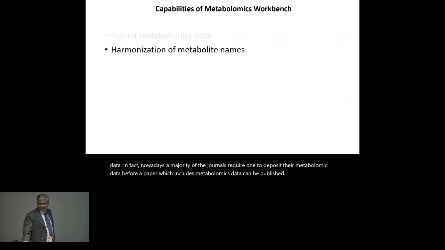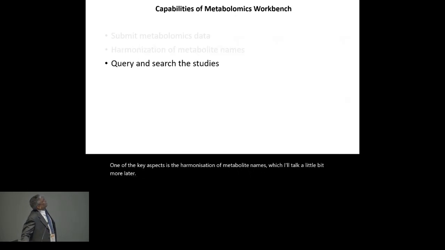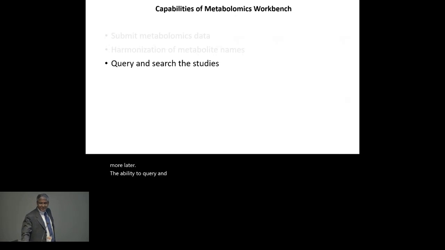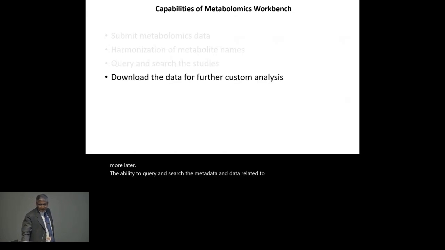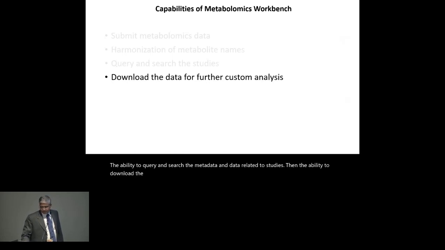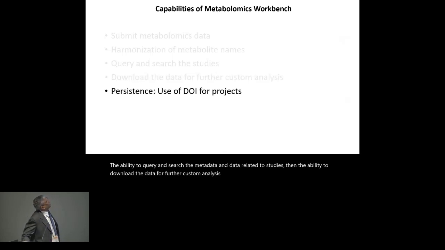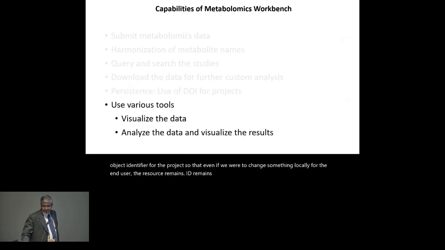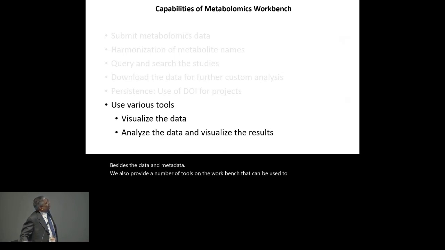One of the key aspects is the harmonization of metabolite names, which I'll talk a little bit more about later. The ability to query and search the metadata and data related to studies. Then the ability to download the data for further custom analysis. And for persistence, we use the digital object identifier for the project so that even if we were to change something locally for the end user, the resource ID remains persistent. Besides the data and metadata, we also provide a number of tools on the workbench that can be used to visualize and analyze the data.